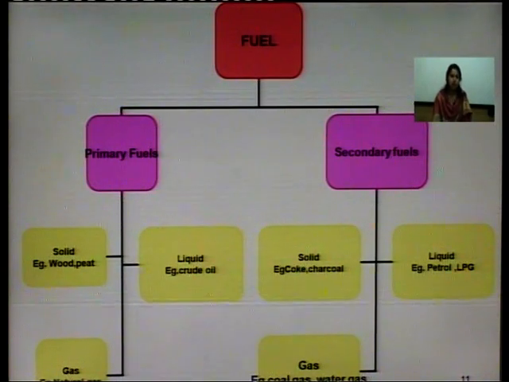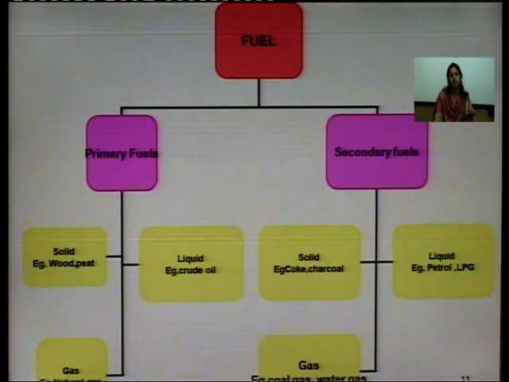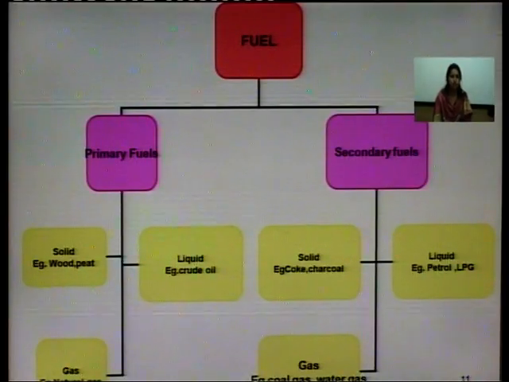So, primary fuels are solid, liquid, gas. What is the example of a solid primary fuel? That is wood, peat. Liquid primary fuel, that is crude oil. Gaseous primary fuel, that is natural gas. Here you can see this in the flow chart. Then secondary fuel, the solid secondary fuel is coke, charcoal. Liquid secondary fuel is petrol, liquefied petroleum gas, that can be written as LPG. Gaseous secondary fuel is coal gas, water gas, etc.